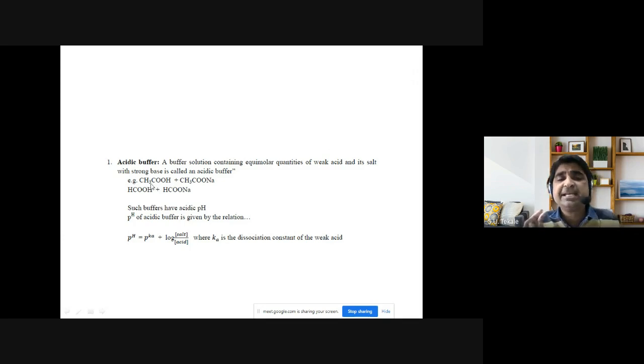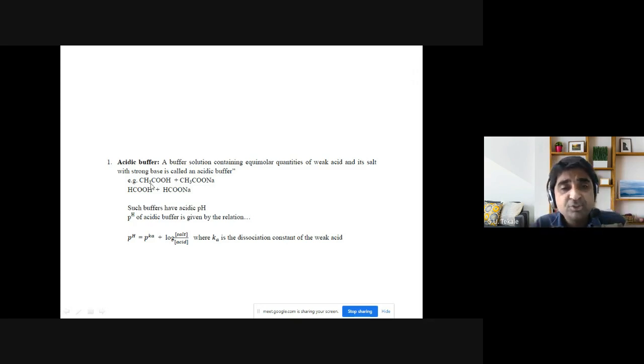So by an acidic buffer, we mean an equimolar mixture of weak acid and its salt with strong base. The pH of this buffer lies in the acidic range. We know that Sorensen has given a pH scale where he has divided the pH scale into three segments. One is the acidic range, one is neutral pH, and the third one is the alkaline or basic pH range.